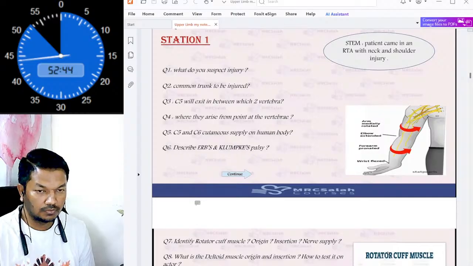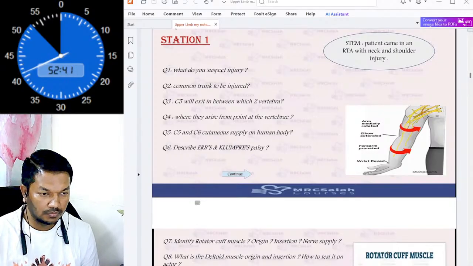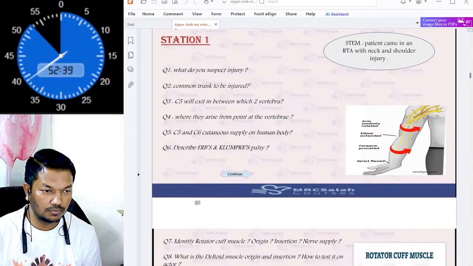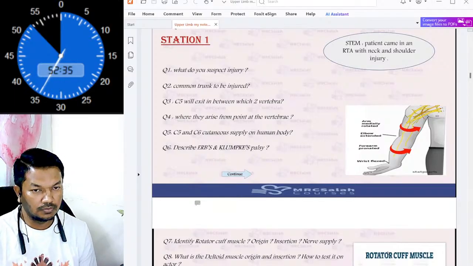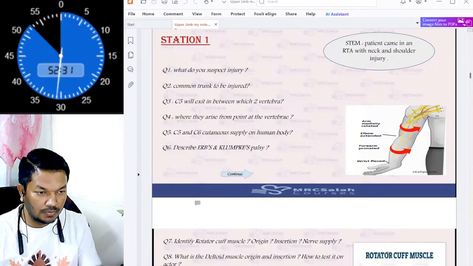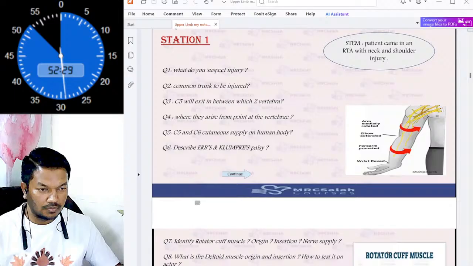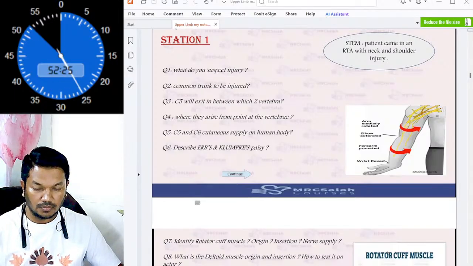And teres minor originates from the dorsolateral part of the scapula and inserts into the greater tuberosity of the humerus, and nerve supply is the axillary nerve. And subscapularis muscle originates from the subscapular fossa of the scapula and inserts into the lesser tuberosity of the humerus, and its nerve supply is the upper and lower subscapular nerves.